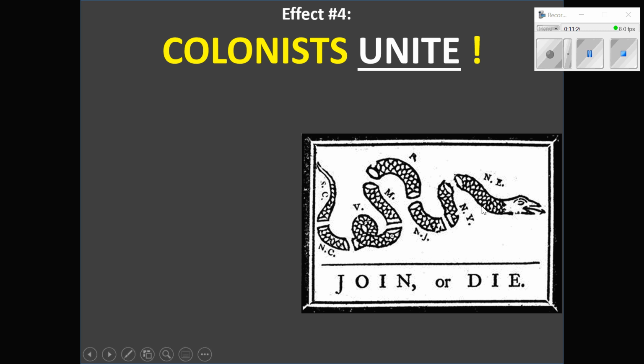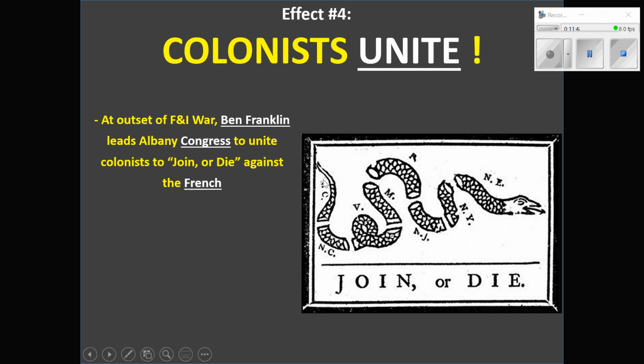So this image right here was made by Benjamin Franklin. And you can see it's a snake, and it's cut up into a few pieces. Now, if you look at these letters next to these pieces, you'll notice they kind of look like the abbreviations we have for states. And that's because these represent some colonies. So we've got New England here, we've got New York, New Jersey, Maryland, Virginia, North Carolina, South Carolina.